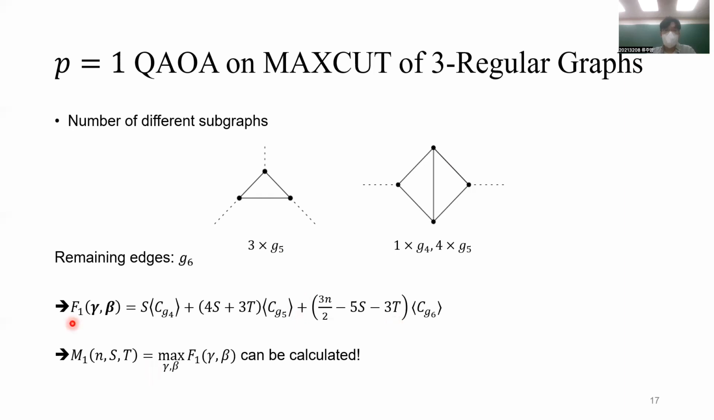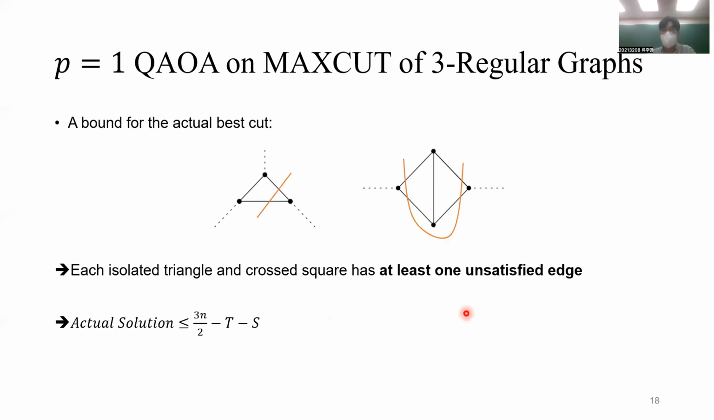So actually, this means that we can calculate this M1 value, when it is parameterized by N, S, and T, because we can just calculate the C values. Of course, it'll be quite tedious, but we can calculate this. Now we want a bound for the actual best cut. So we want to compare how good the QAOA algorithm is by giving a bound on how well the QAOA acts, and then also a bound for the actual best cut.